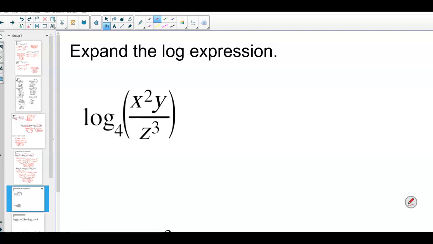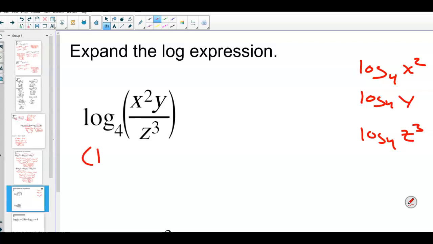When we're dealing with expanding, I might, off to the side, write log base 4 of x squared, log base 4 of y, log base 4 of z cubed, to make sure I know each term is getting the proper log. Okay? Now, up top we're multiplying.